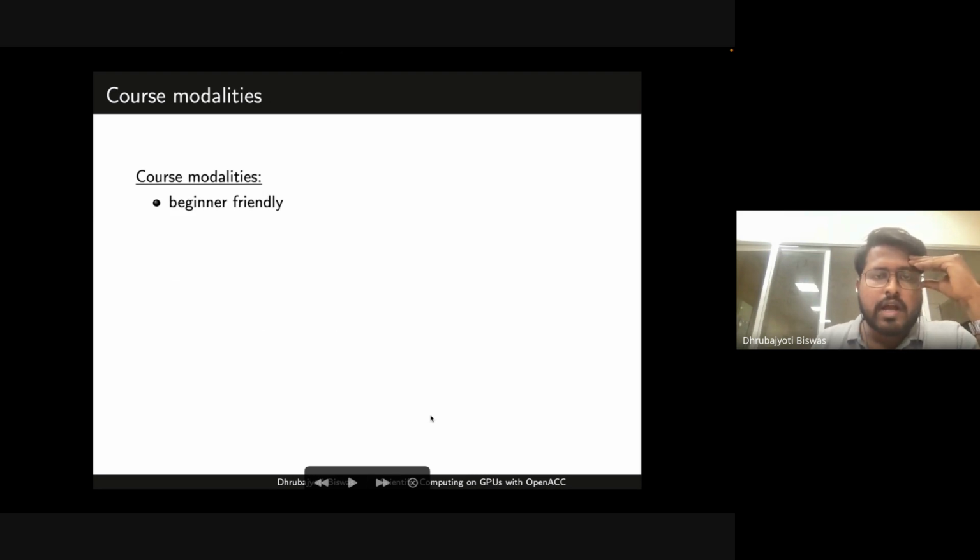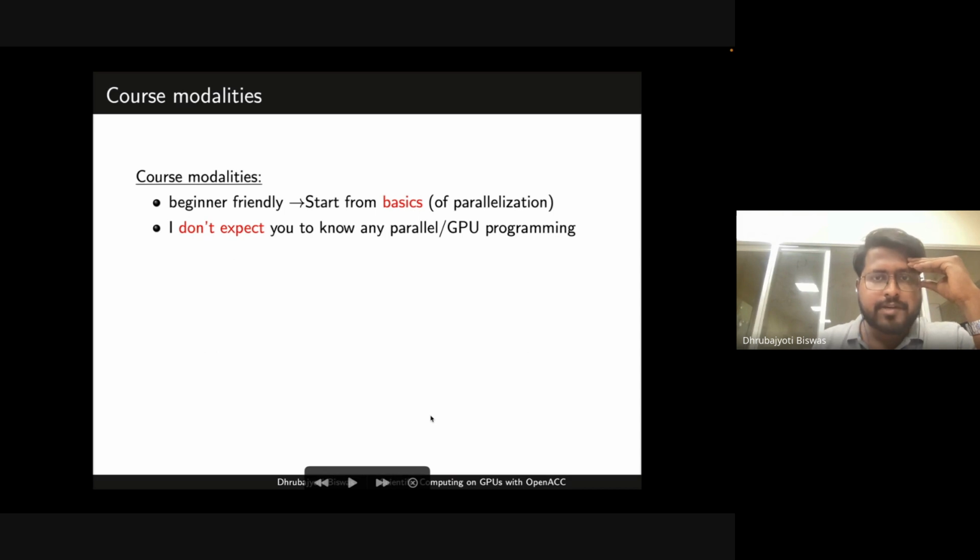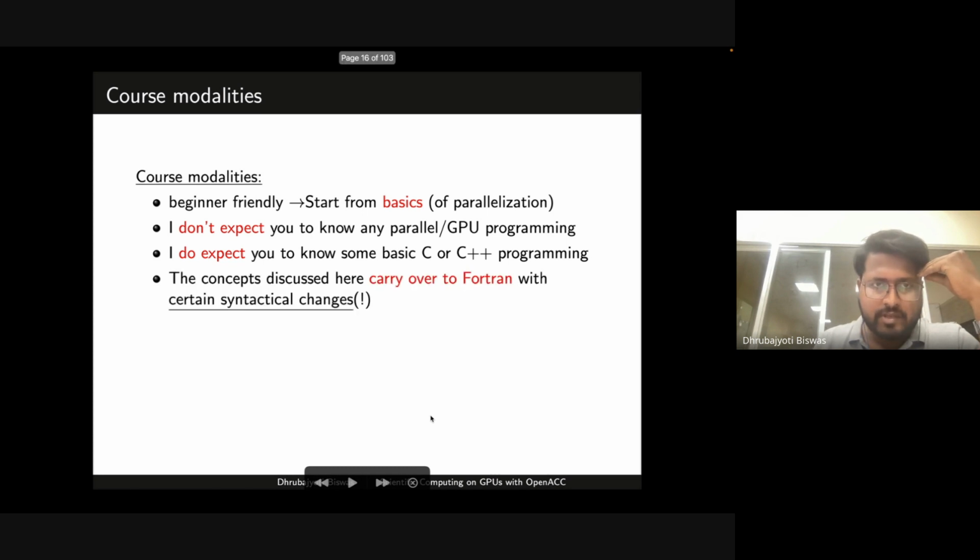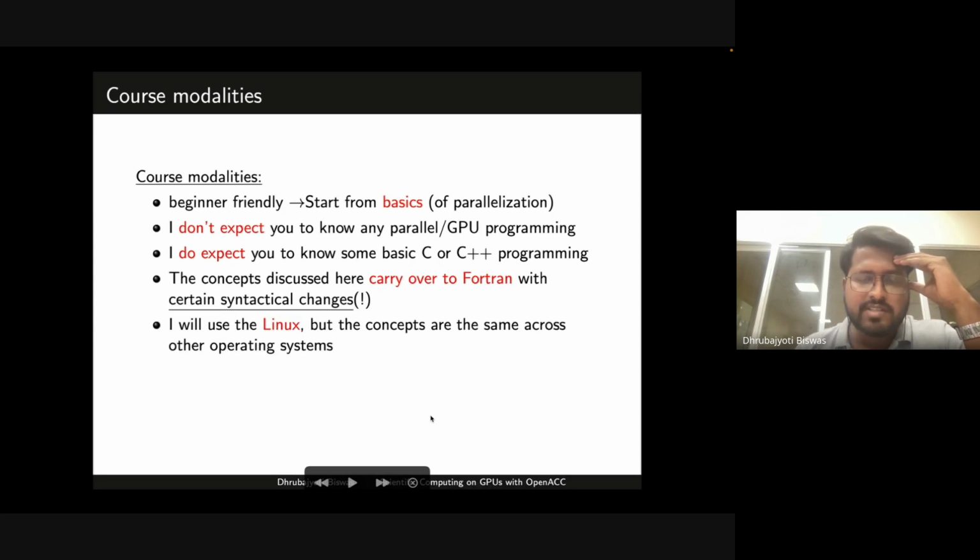Some modalities for this: I aim to keep this very beginner friendly. We will start from the basics. As you must have seen on the course webpage, the first week is dedicated to the basics of parallelization. I don't expect you to know any parallel or GPU programming, but I do expect you to know some basic C and C++ programming. A lot of you might be using Fortran for all your simulation purposes. While I will be giving examples using C or C++, the concepts discussed here carry over to Fortran with just certain syntactical changes. I will use the Linux operating system for demonstration later in the course, but the same concepts apply across other operating systems as well.